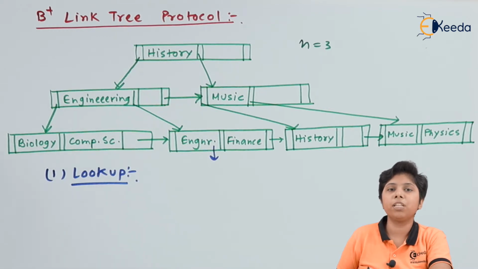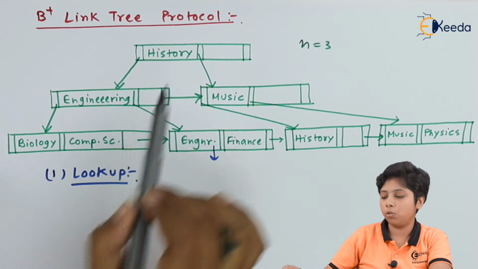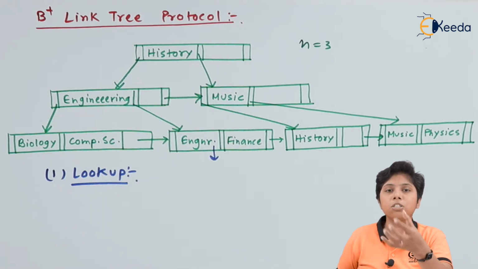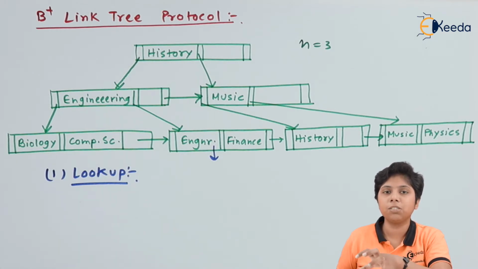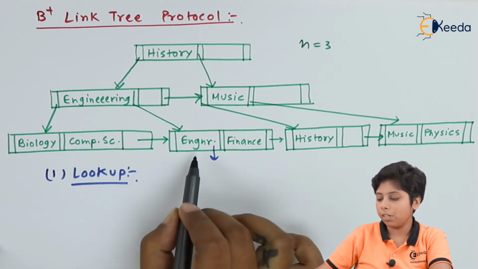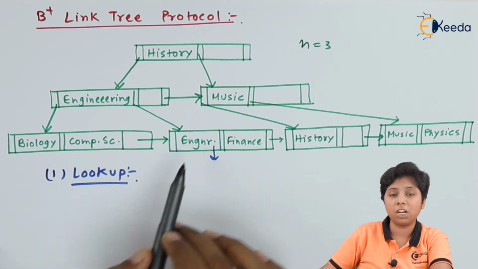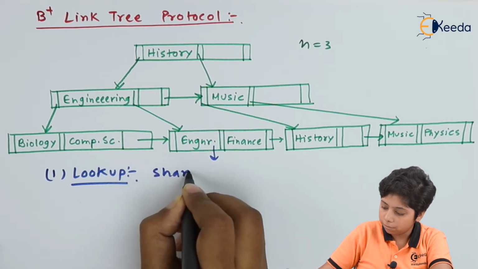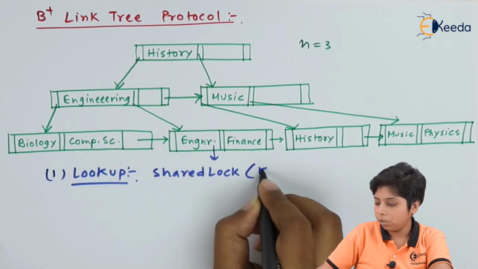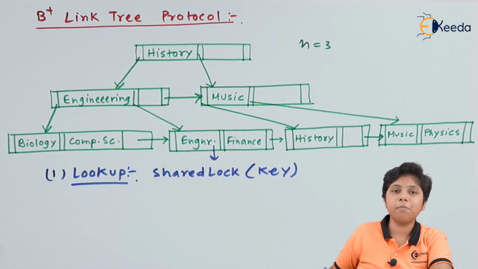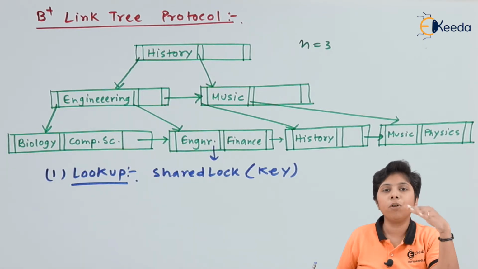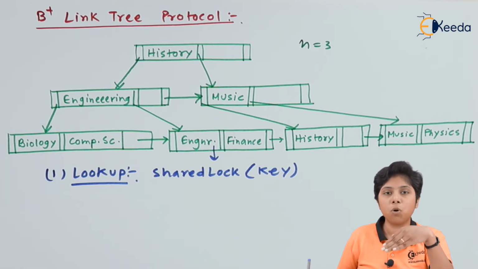Now compare it with the crabbing protocol, where from the root node till the leaf node we need to acquire the shared lock, release the lock, shared lock, release the lock, until we reach the leaf node. So now in this engineering we only have the shared lock on the key node. Here I mention key because the key can be either in the leaf node or in the parent node, but as it's a B plus tree, we should come to the leaf node at most to search the key value.